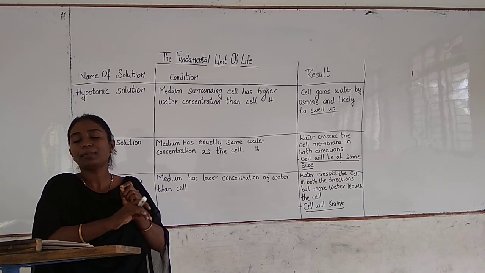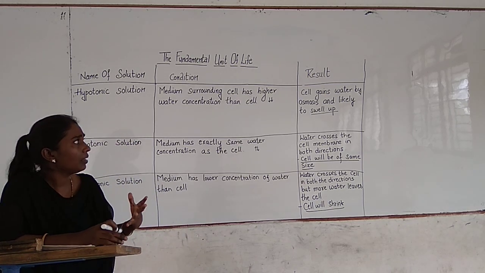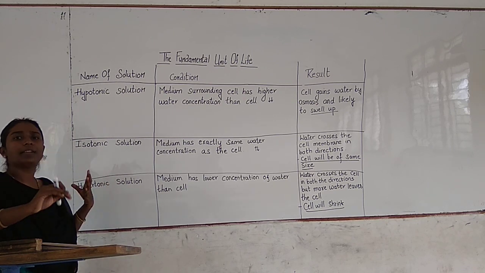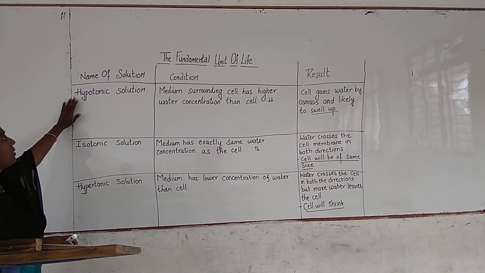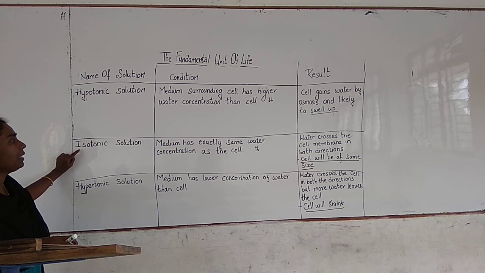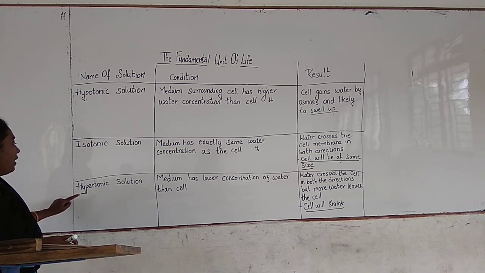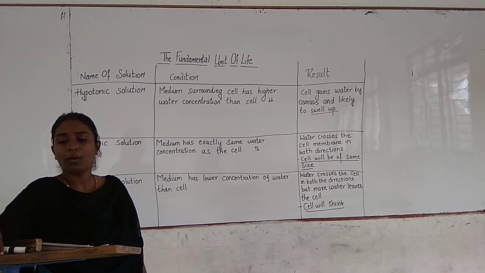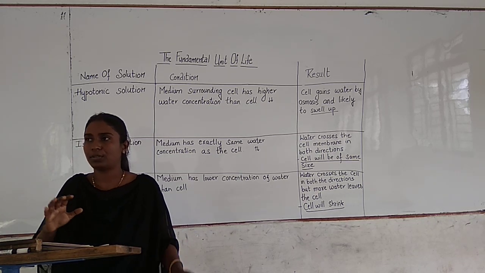Now there are different types of solutions. Actually there are three types of solutions. One is hypotonic solution, another is isotonic solution, and the third one is hypertonic solution. Now what do you mean by these solutions?